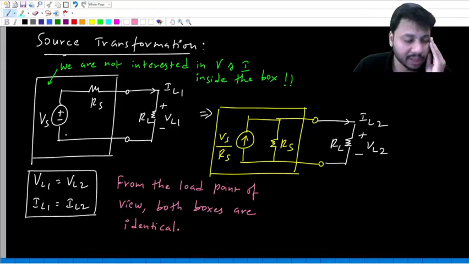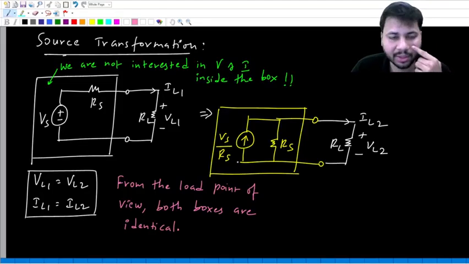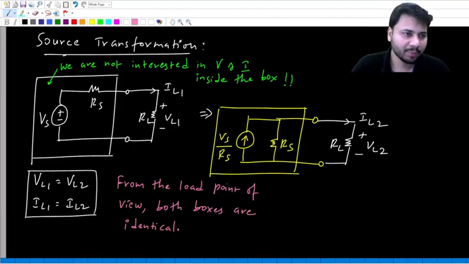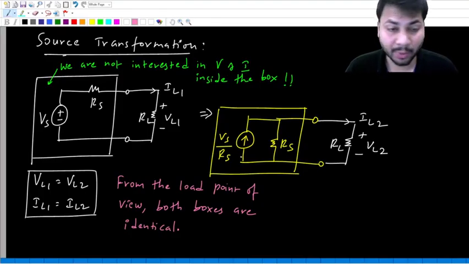Originally we have a voltage source in series with resistance, but it has been transformed into a current source in parallel with the same resistance. But in both the cases the load voltage and load current are not going to get affected. This is what is source transformation. You can also do it in the reverse direction. You can start with a current source in parallel with resistance, and it can be transformed into a voltage source in series with another resistance.